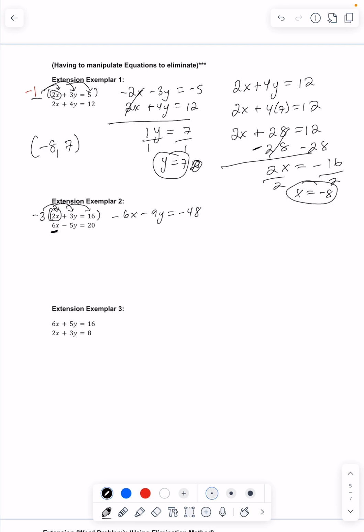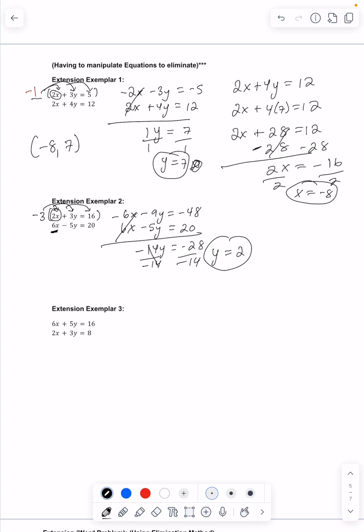Let me just confirm that. 16 times 3, right? Yeah, 48, negative 48. You get 6x here minus 5y is equal to 20. These cancel out. We get negative 14y is equal to negative 28. Divided by negative 14, we get y is equal to 2.